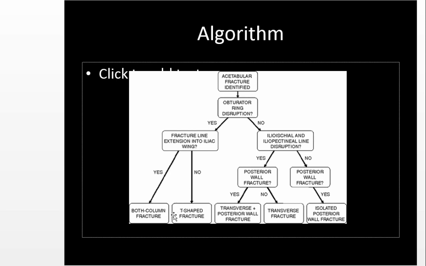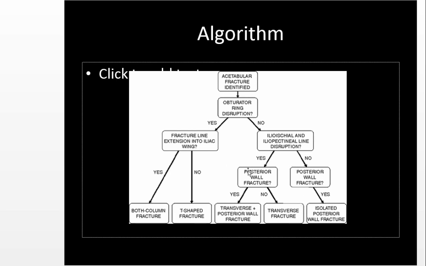Although this is called a both column type fracture, it's not the only type of fracture that involves both the anterior and posterior column of the acetabulum. In fact, 4 of these 5 fractures involve both columns. A both column type fracture, a T-shaped fracture, a transverse and posterior wall fracture, and a transverse fracture all disrupt the anterior and posterior column of the acetabulum. It's only the isolated posterior wall fracture that does not disrupt both. That's why the nomenclature is a bit confusing. Again, remember, it's based on its appearance when you're looking at the acetabulum on a lateral view.